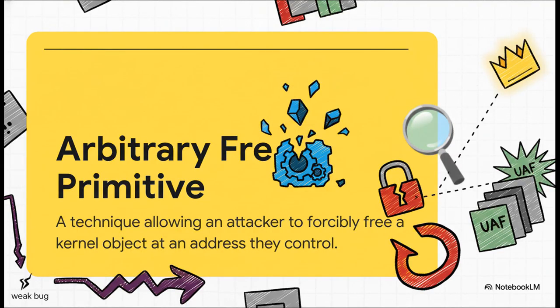And this is the core concept, the arbitrary free primitive. It lets an attacker take a really small, weak bug, like a tiny memory corruption, and use it to trick kfree into deleting any piece of kernel data they want. This is huge because it means you can create a super powerful use after free vulnerability on demand, targeting the exact security object you want to hit at the exact moment you want to hit it.